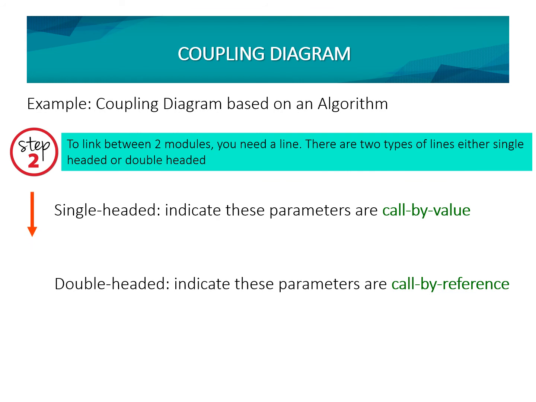The next step here is to link two modules. You need a line. There are two types of line, either single-headed or double-headed. For single-headed, we indicate that the parameter is called by value, while double-headed indicates that a parameter is called by reference. We already touched on call by value and call by reference in the previous slide.